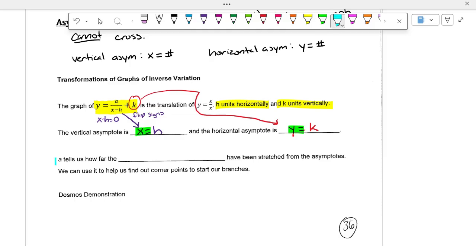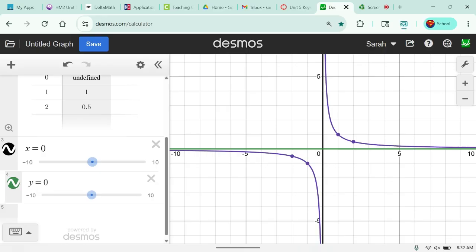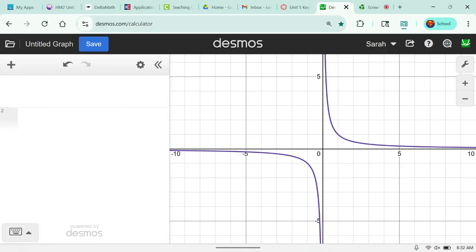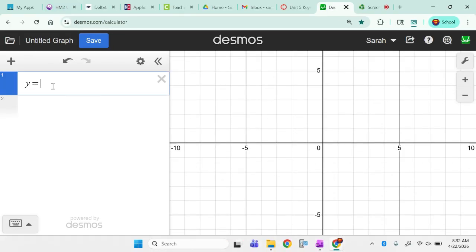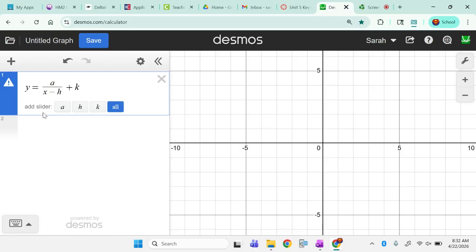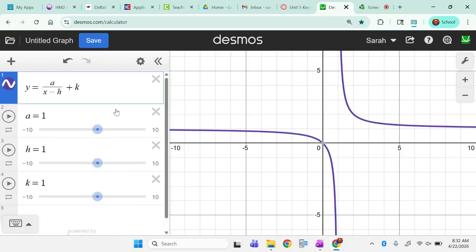Now, the a value, so this value right here, that tells us how far the graph has been stretched from the asymptotes. All right. So what do I mean by that? Let me actually show you a little demonstration here. So you don't need to do this, but watch this. So I'm actually going to type in the function that they gave me. So y equals a divided by x minus h plus k. And I'm going to create sliders for all of them. So a is 1, h is 1, k is 1.